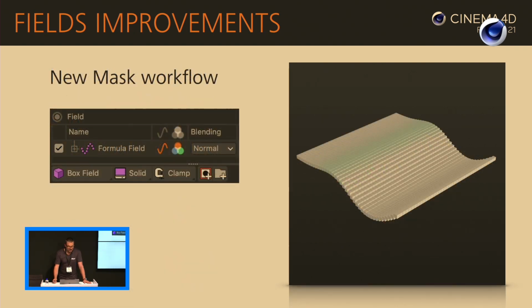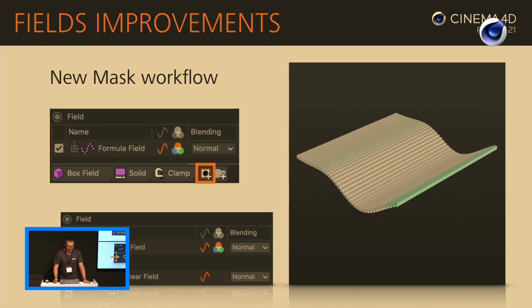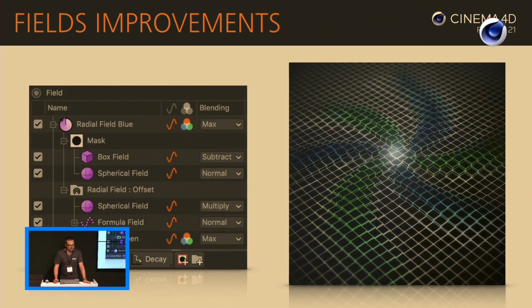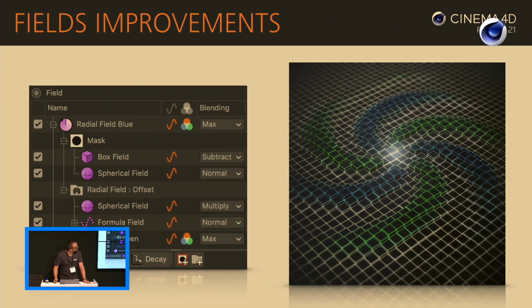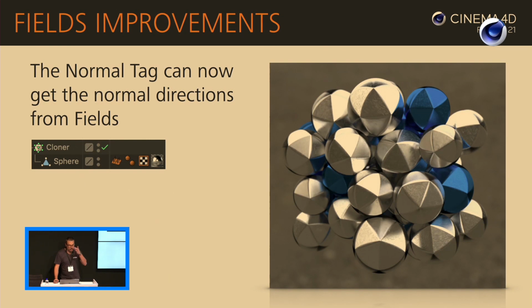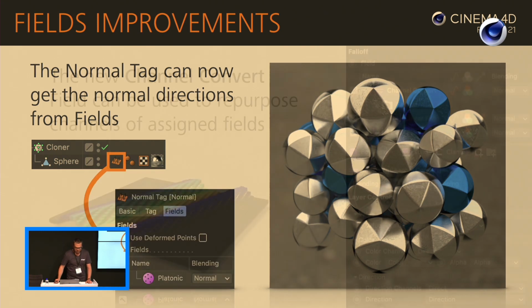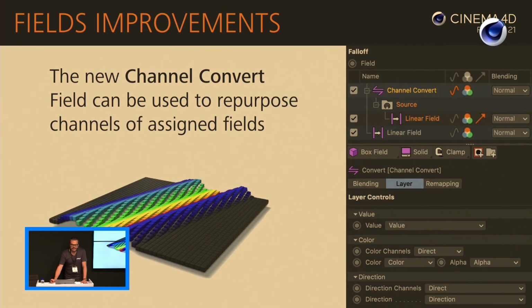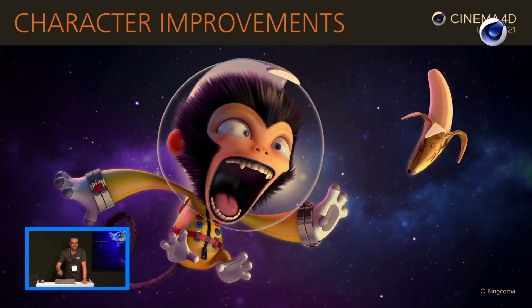Then we have a new mask workflow. Here's the icon. So you can mask parts out. Here's a nice example for that, to create this animation. The normal tag can now get the normal directions from fields. And the new channel convert field can be used to repurpose channels of assigned fields. So but we come later to fields again. This was just the beginning.